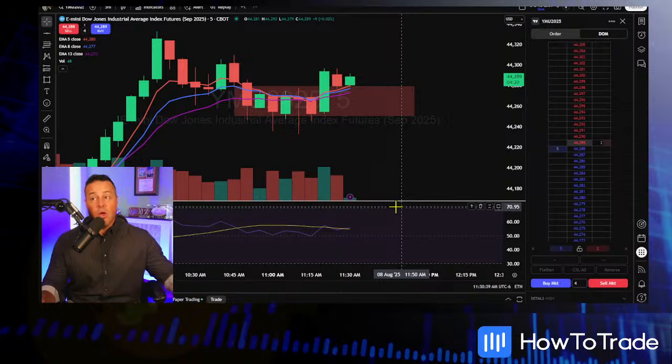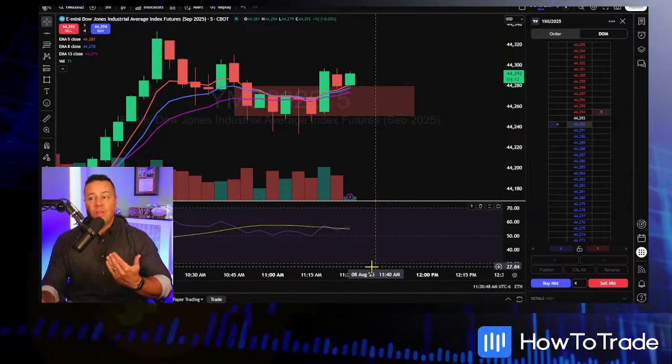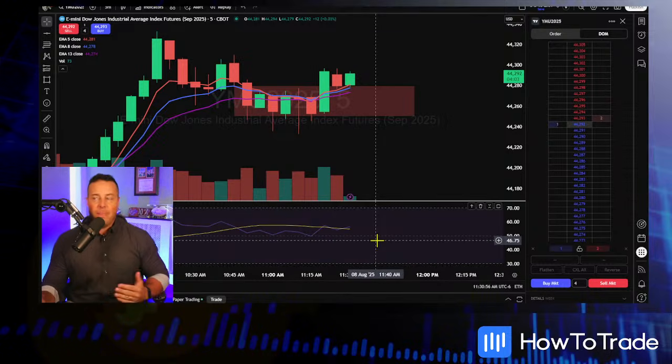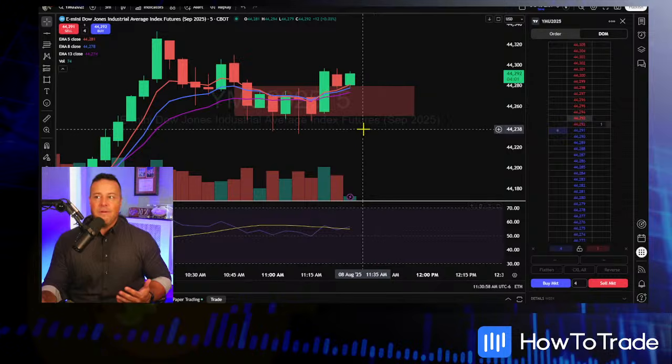Above 70, we're going to want to sell. That means that we're going to want that 5 to cross under the 8 and close beneath all 3, and then we're going to go ahead and sell. When we're beneath the 30, we're in oversold territory. We're going to buy the market when we get the crossover, when the 5 crosses over the 8 and closes above all 3. That's really basic stuff, but it works.